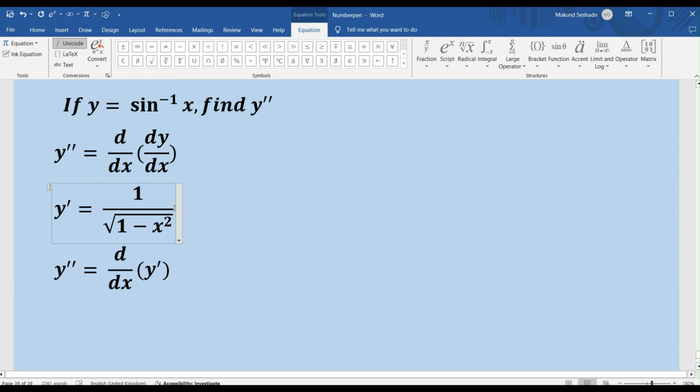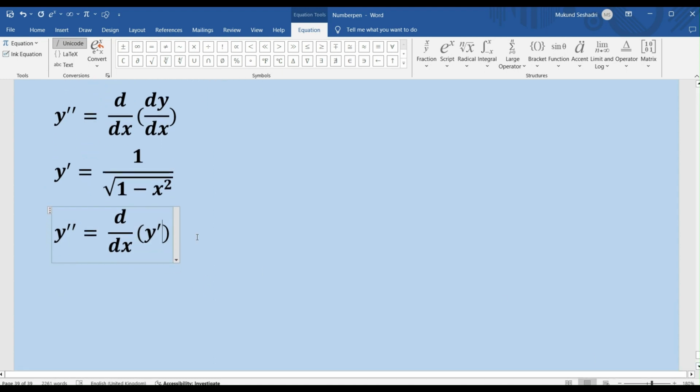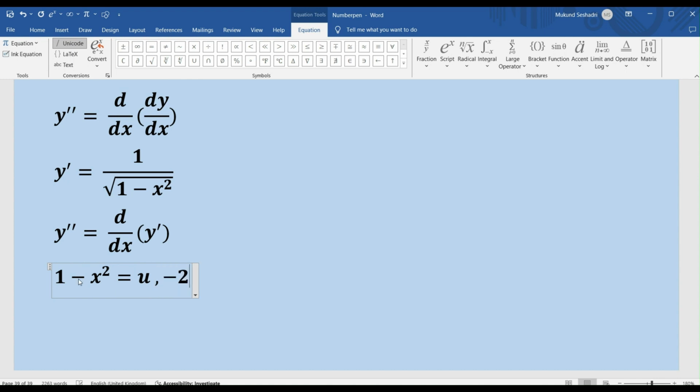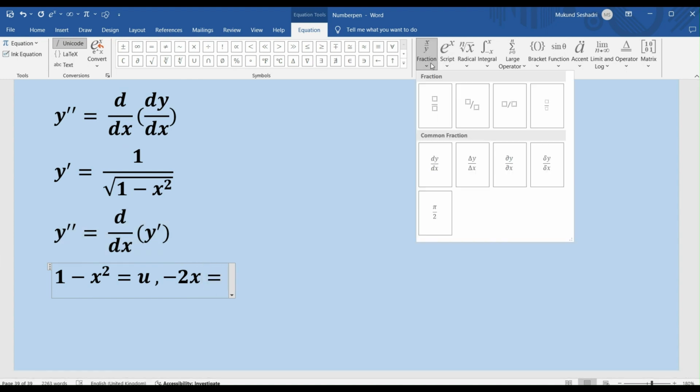So to solve my y dashed, it looks like a very simple, straightforward application of the chain rule, right? So we've got y dashed equal to 1 divided by square root of 1 minus x square, right? So let's do this by the method of substitution. Let me call it u, right? Which means I differentiate on either side. My d by dx of 1 is 0, my d by dx of x square is 2x, right? So I have a minus 2x equals du by dx, right?